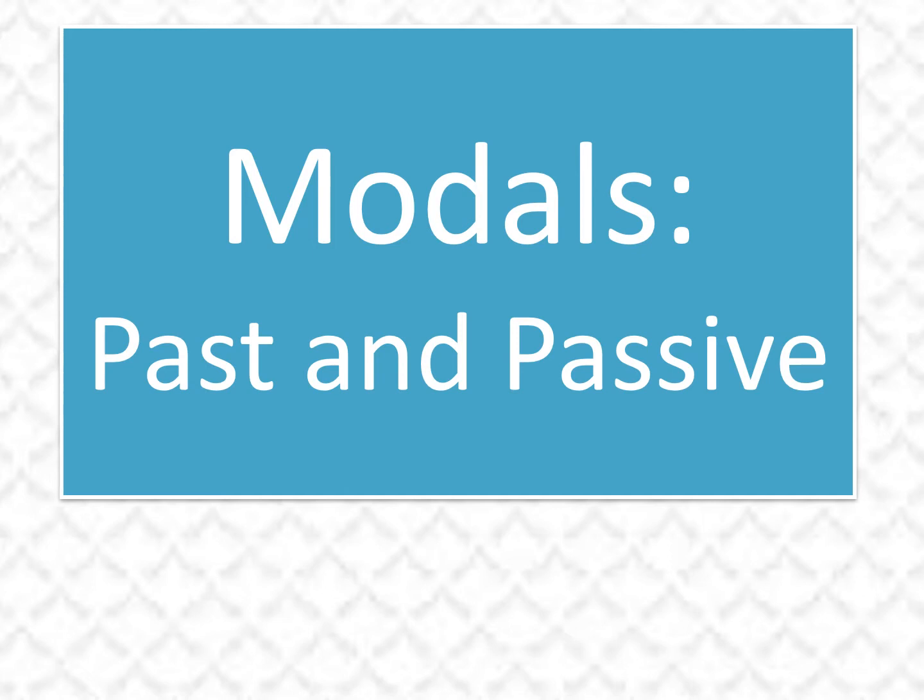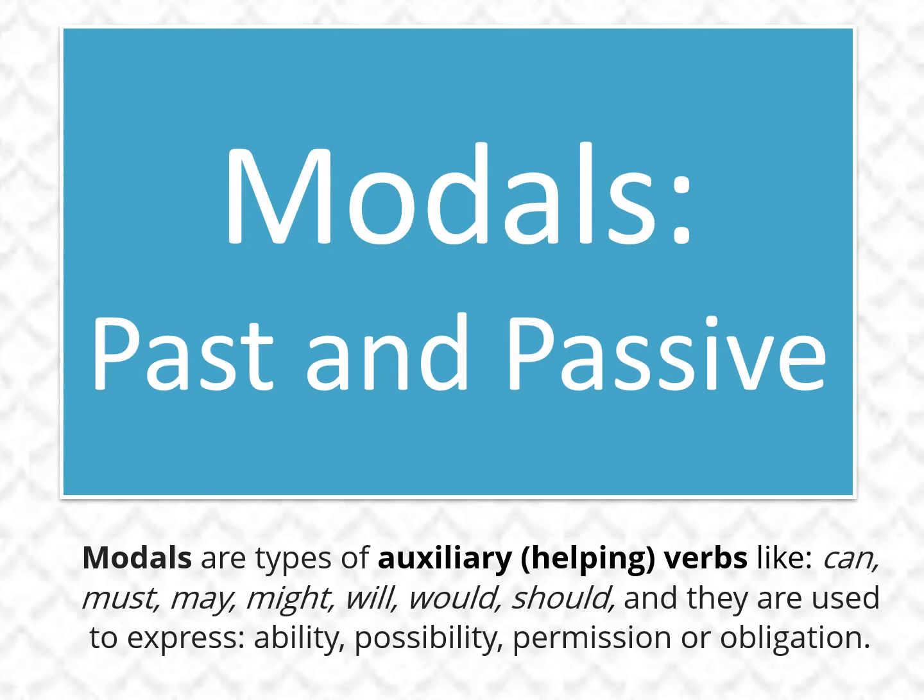Today's lesson is about modal verbs, modal verbs in the past and in the passive. But we will do a short and general review first, and we will start with the definition of modal verbs. What are modal verbs? Modal verbs are a type of auxiliary or helping verbs like can, must, may, might, etc. And they are used to express different functions like ability, possibility, permission, and so on.